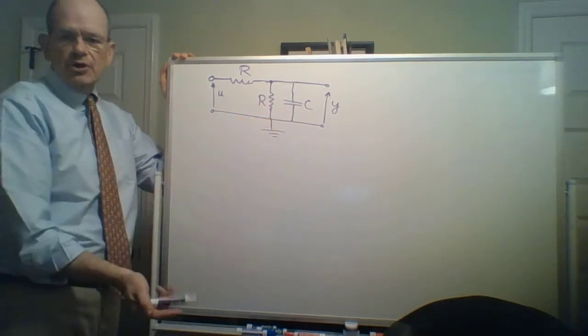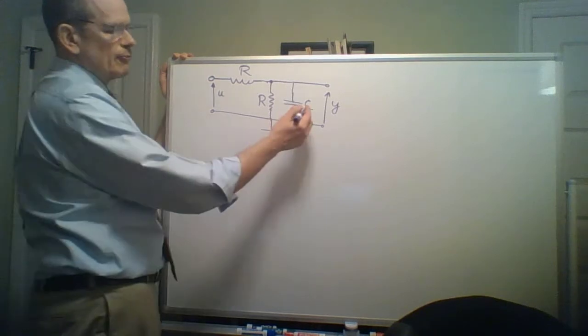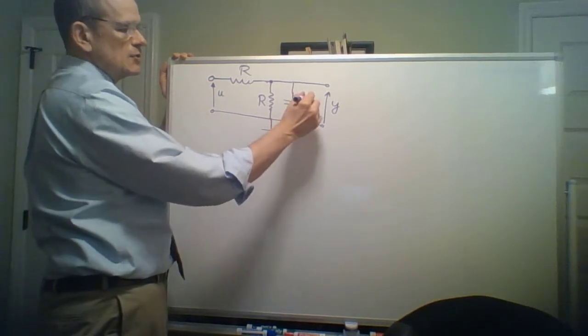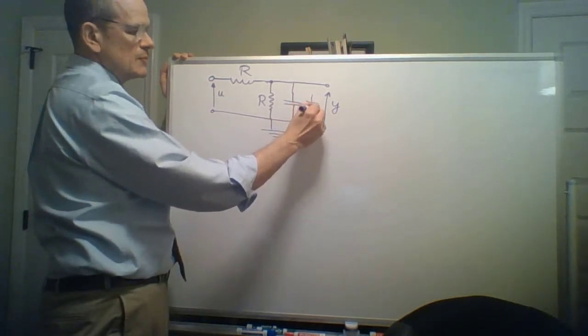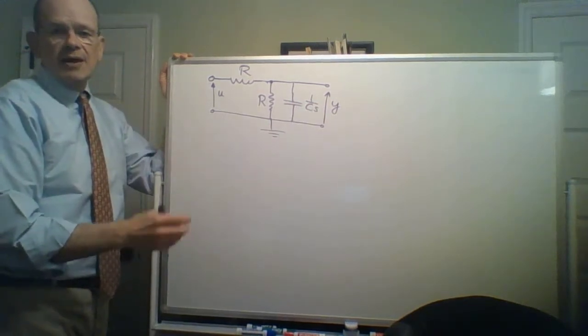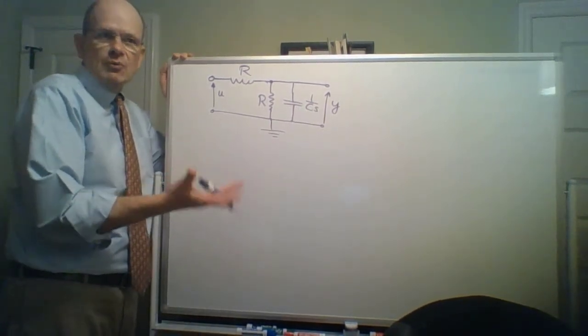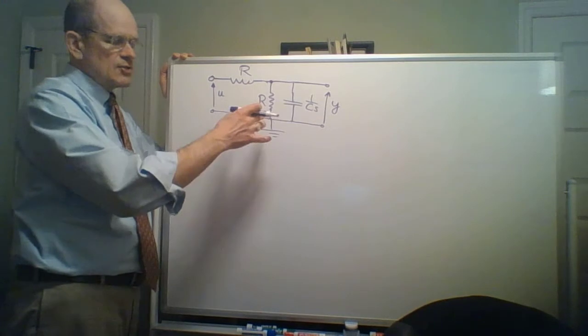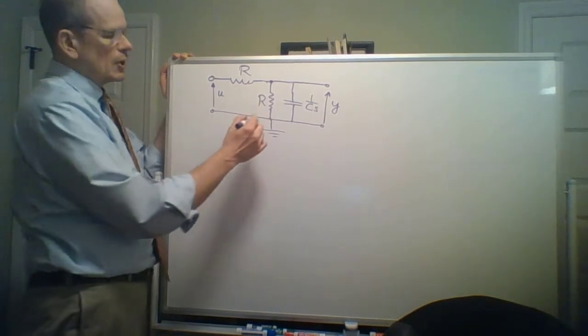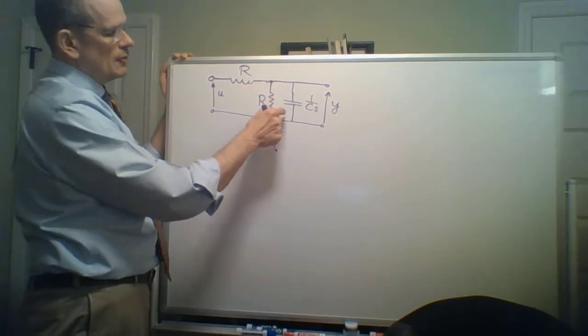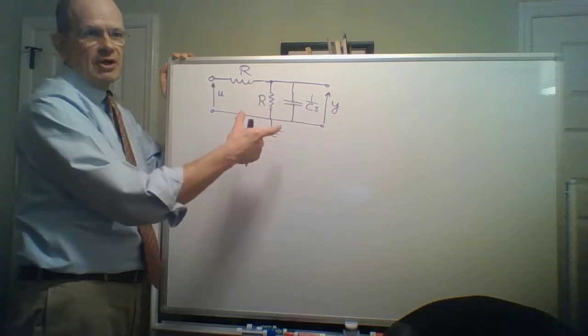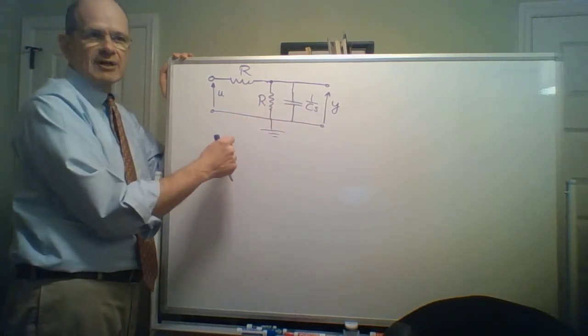Now, because we're going to use Laplace transforms, instead of writing this as C, we'll write it as 1 over C times S. And then we can just use the tools that we normally use to analyze resistors to analyze a circuit with a capacitor in it. So we're going to take this block, the R and the 1 over CS that are in parallel, and combine them to create an effective resistor.